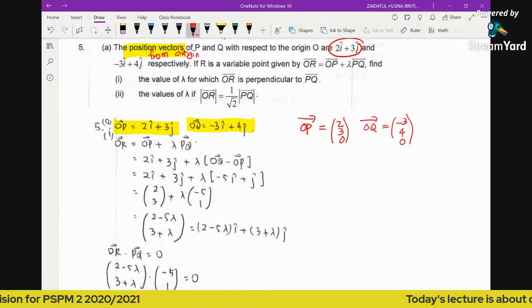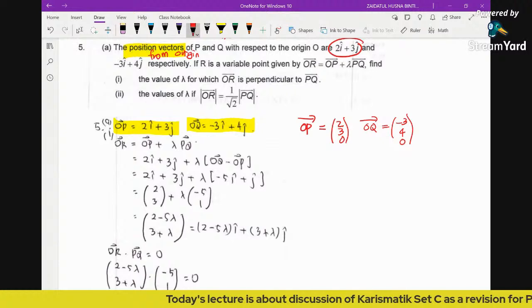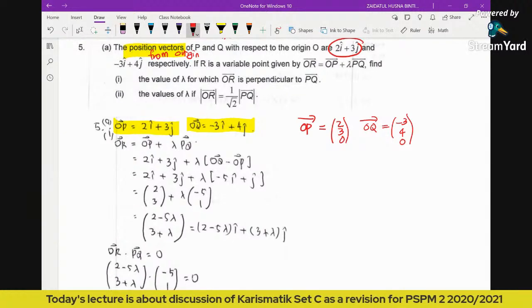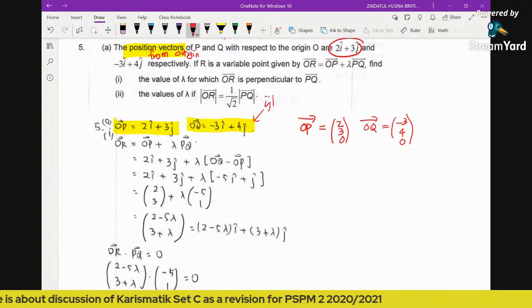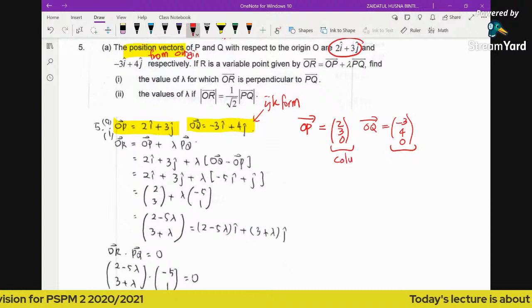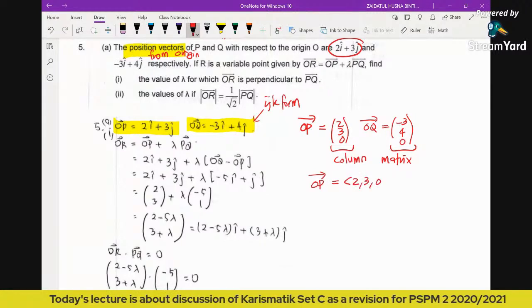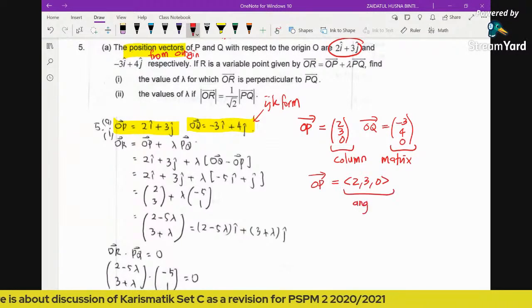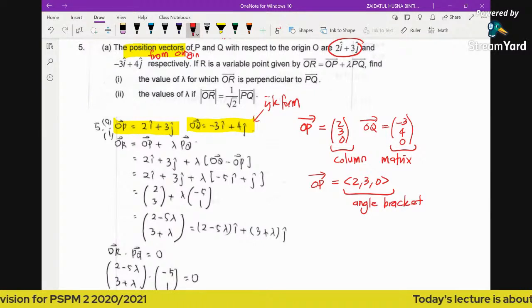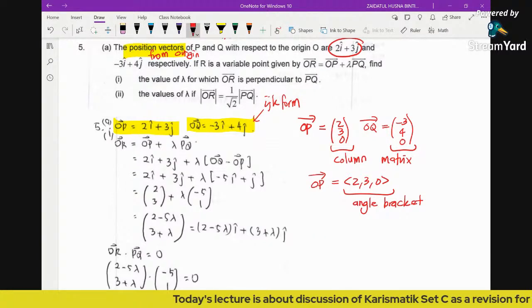Again, I remind you there are 3 representations of vectors. So there are 3 notations for vectors. One is IJK form. This is column matrix form. And the third notation is angle bracket form, this one, 2, 3, 0. So make sure you know these different notations. Why? Because if you come across any notation in the exam, you are familiar with them.